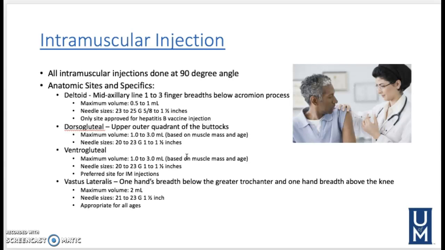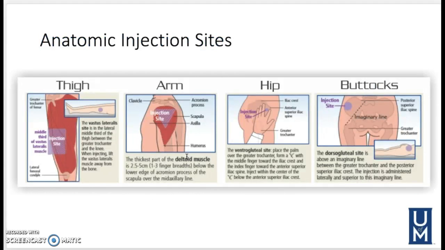Here you can do 2 milliliters. The needle sizes are 21 to 23 gauges and usually about 1.5 inches to get past all that fat. This is appropriate for all ages. Infants, this is where they get shots. My infant daughter, all of her shots so far have all been given there in the thigh, the vastus lateralis.